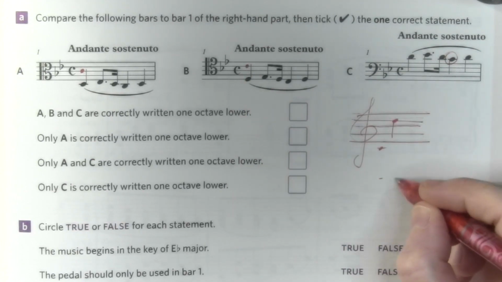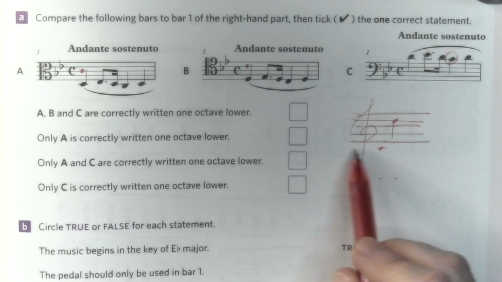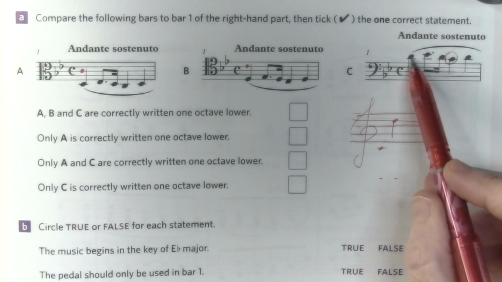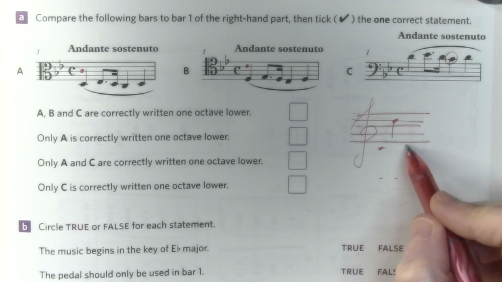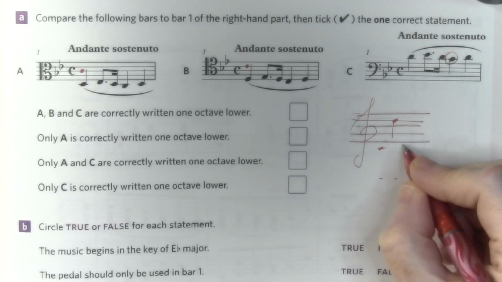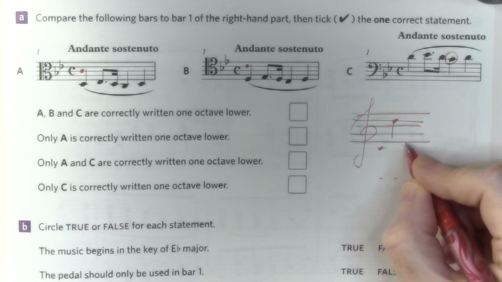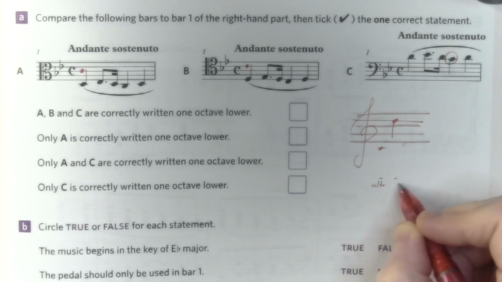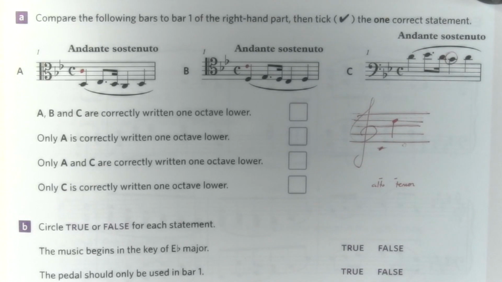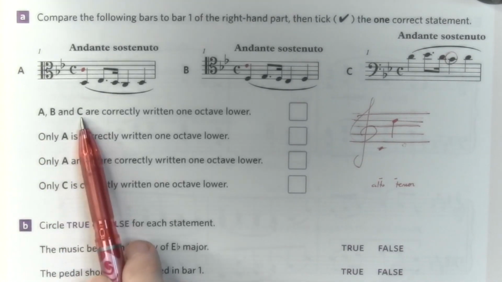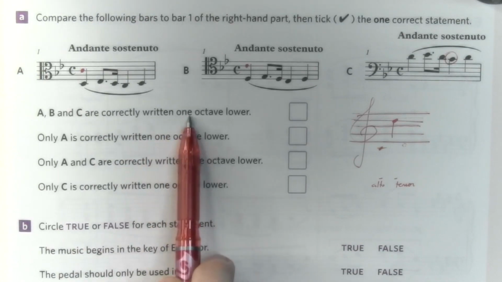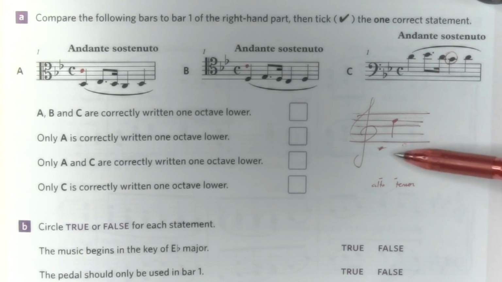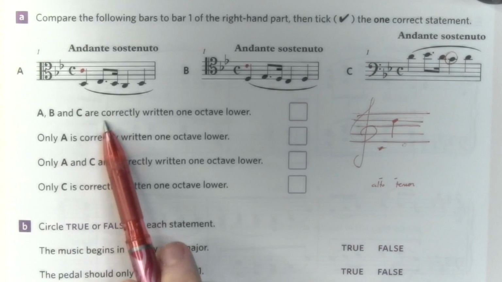So these notes are here, alto and tenor. Let's imagine that we can prolong the stave further down. And the bass clef is basically 1 above, so here. Alto, tenor. A, B and C are correctly written 1 octave lower. I'm afraid only the bass clef is written 1 octave lower because these ones are 2 octaves lower. So this is not correct.